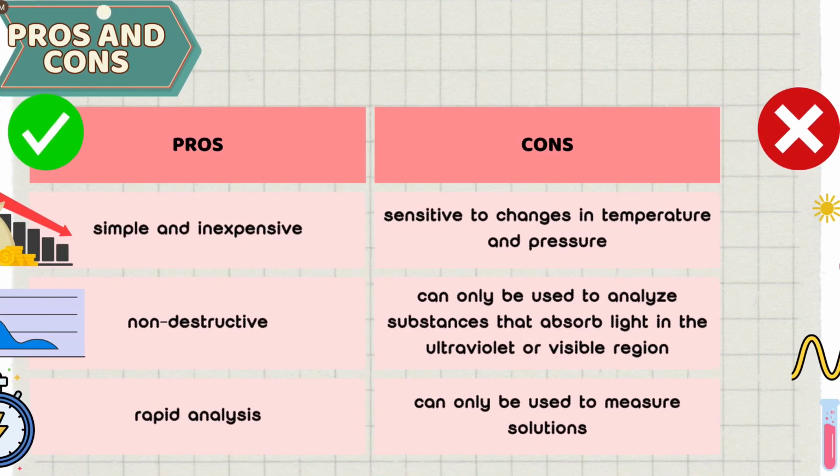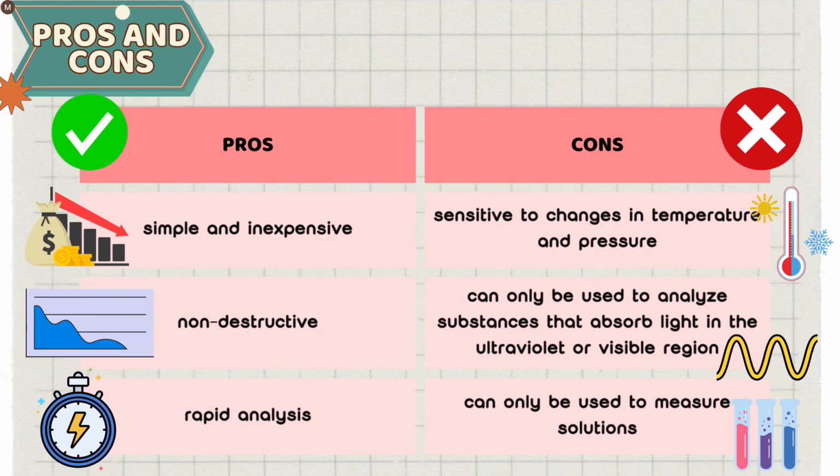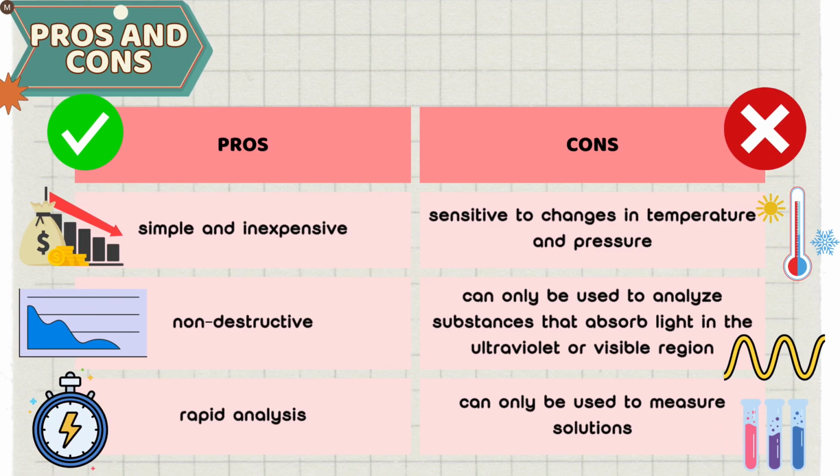As for the pros of using UV-Vis spectroscopy, it is simple and inexpensive compared to other instruments. Also, it's simple, which doesn't need complex technical requirements. Next one is non-destructive analysis, and the last one is rapid analysis, which can save time.